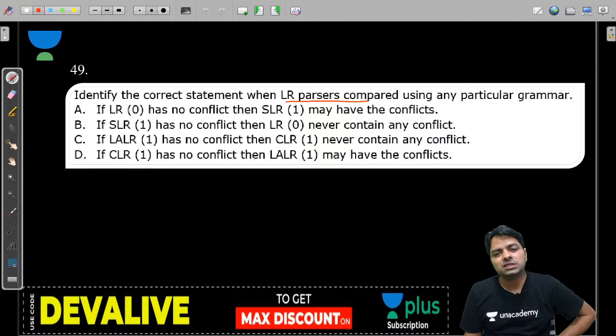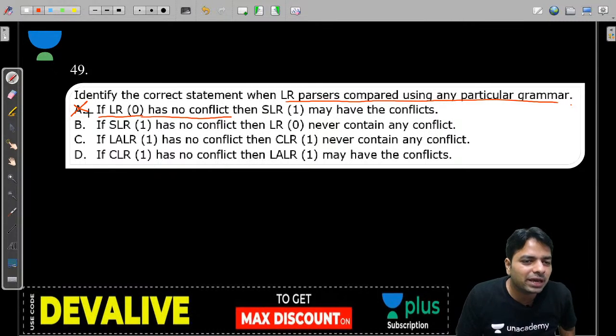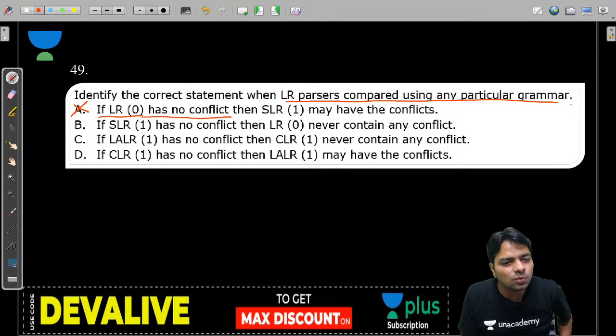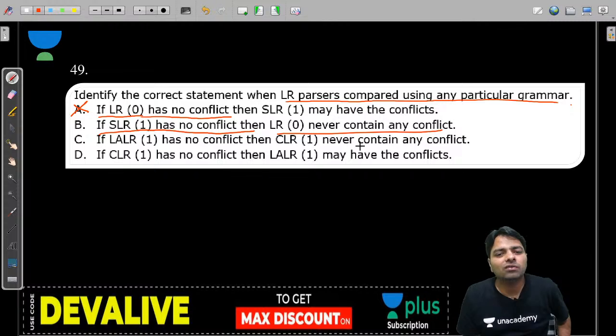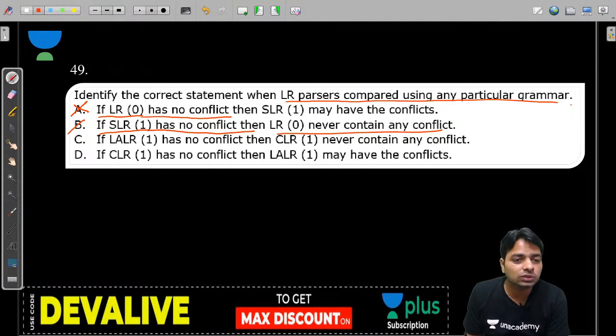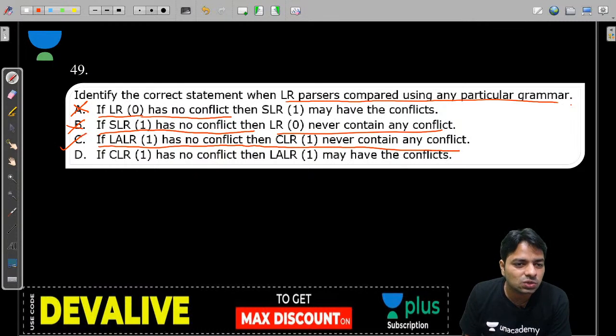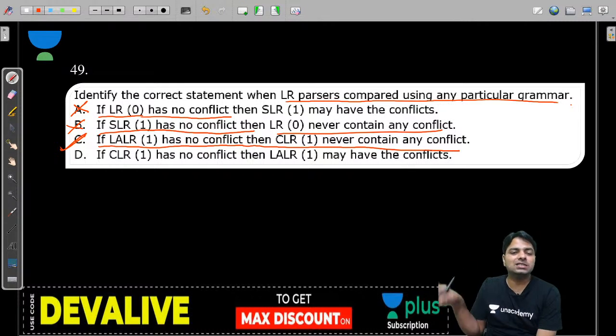Now, identify the correct statement. When LR parsers are compared using any particular grammar: if LR0 has no conflict, then SLR1 should not have a conflict. But he's saying may have, that's wrong. If SLR1 has no conflict, then LR0 may contain a conflict, because some grammars are SLR1 but not LR0. So this is wrong. And if LR1 has no conflict, then CLR1 never contains any conflict. Yes, that is true, because the CLR1 class is a superset.